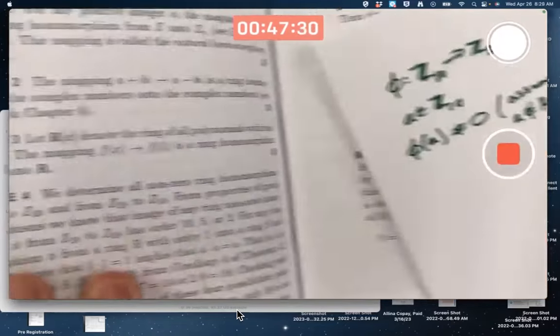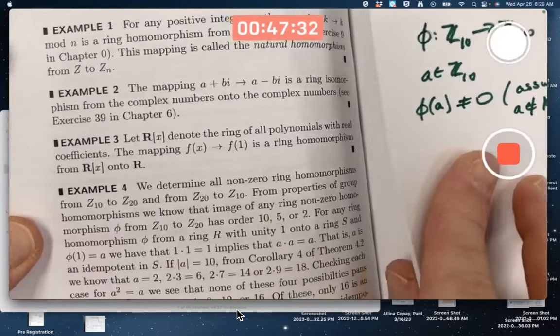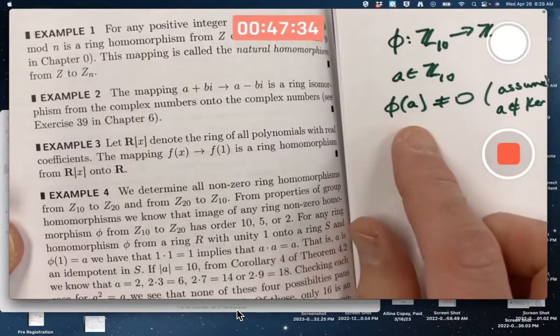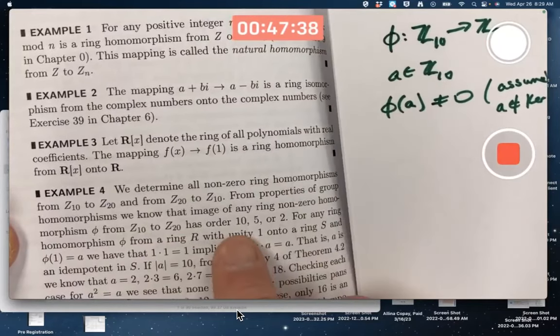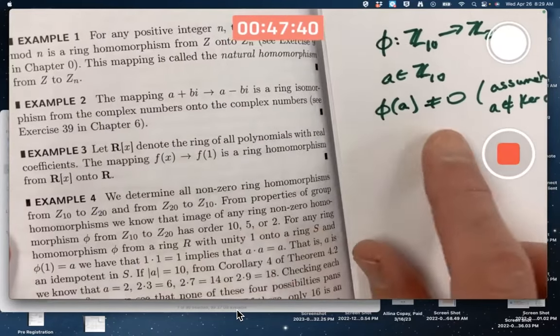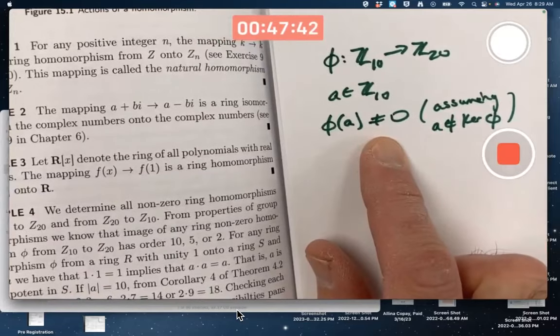Yeah, these are finite groups. As groups, the order of phi of A has to divide 10 and 20. Those are the possibilities if we're talking about it not being the zero element.